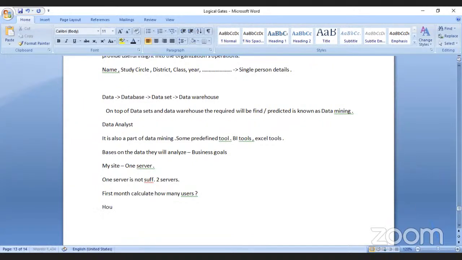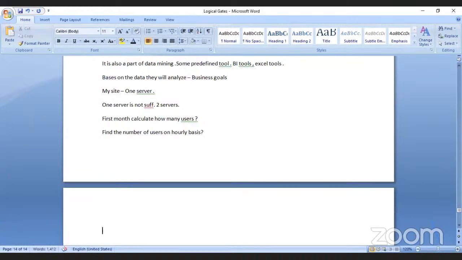Also, I will find the number of users on an hourly basis. How many users are using my server hourly? For example, from 9 to 10, 10 to 11, 11 to 12, how many users are there? Next one.